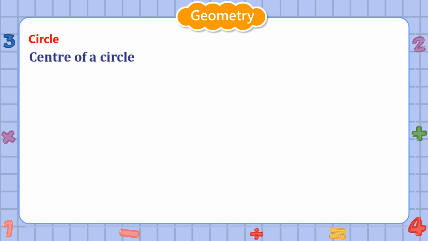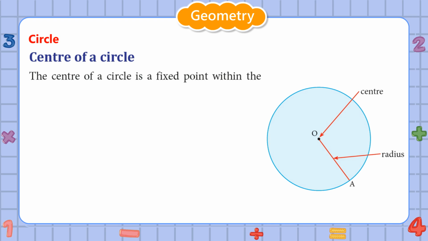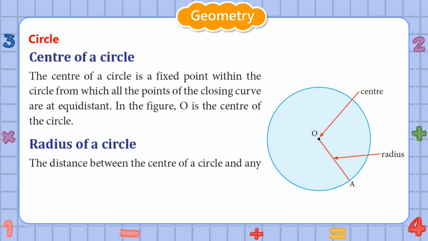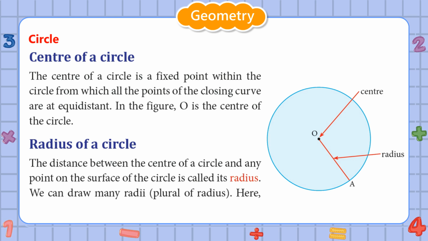Center of a circle. The center of a circle is a fixed point within the circle from which all the points of the closing curve are equidistant. In the figure, O is the center of the circle. Radius of a circle. The distance between the center of a circle and any point on the surface of the circle is called its radius. We can draw many radii, plural of radius. Here, OA is the radius of the circle.